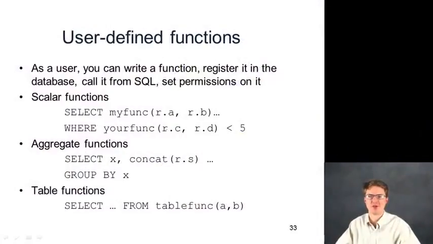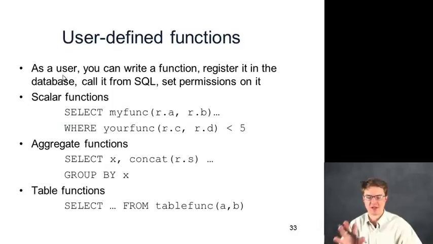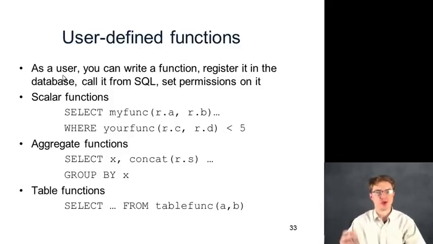Okay, let me add a short addendum about user-defined functions. So we've seen a couple of examples of them, and in fact I'll click back here briefly. We pretended that there existed a user-defined function called overlaps and a user-defined function called the length of the overlap. And I wanted to point out, especially in this context, that you can indeed define these kinds of application-specific operations.